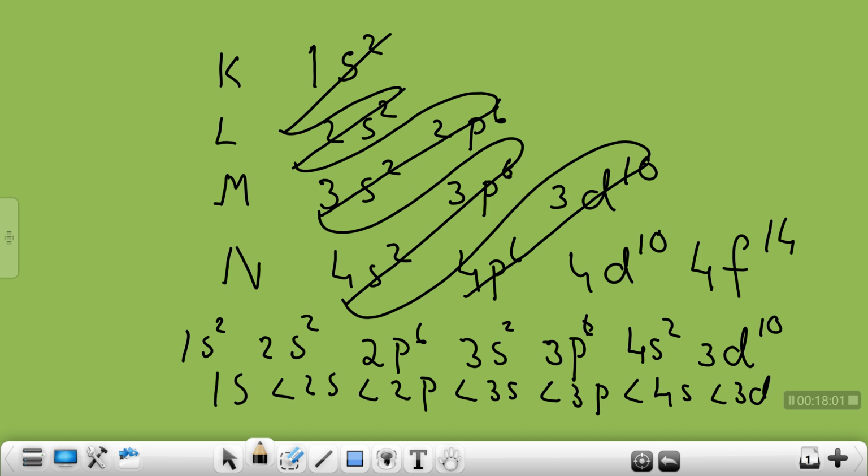So all of you remember this: the least energy is 1s, after 1s comes 2s, then 2p, then 3s, then 3p, then 4s, then 3d. So remember this, this is very important. If you know this, then you can easily fill the electronic configuration.